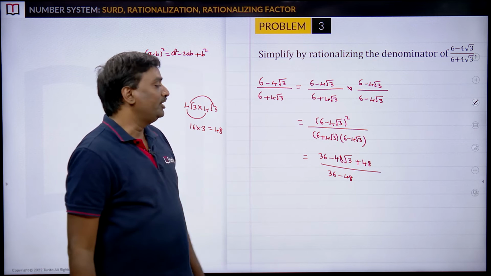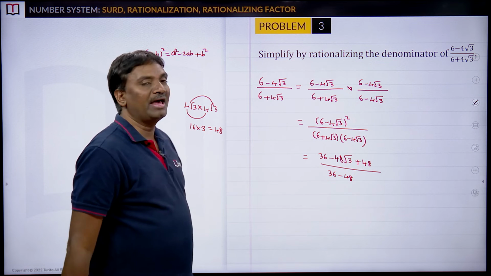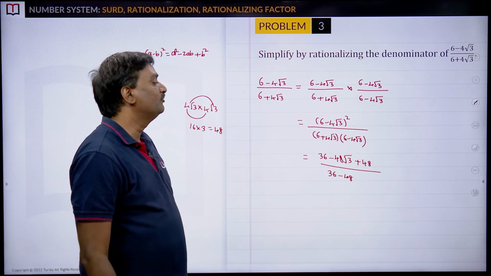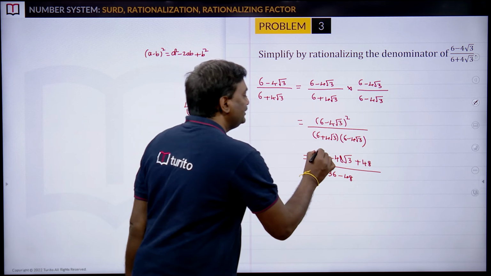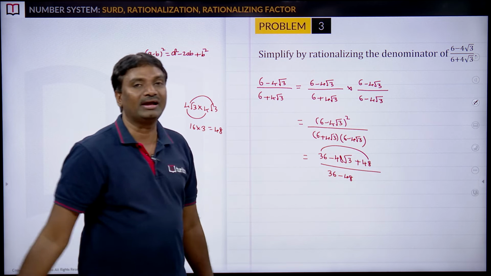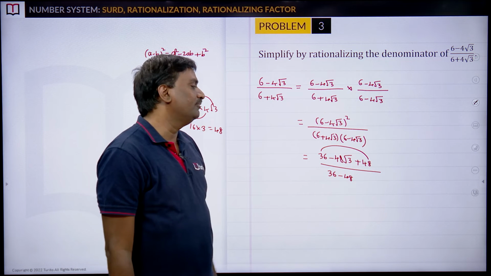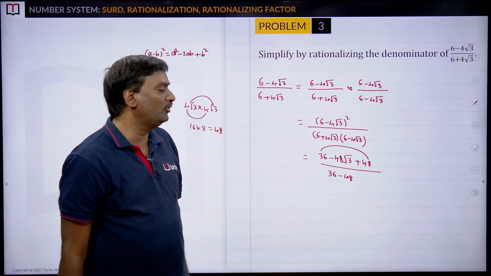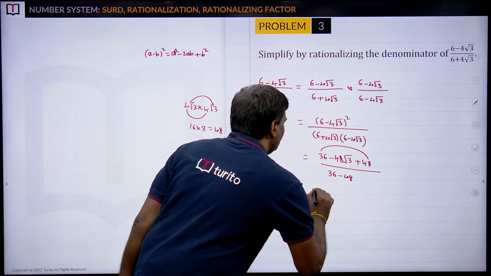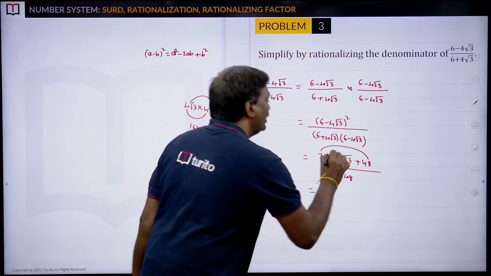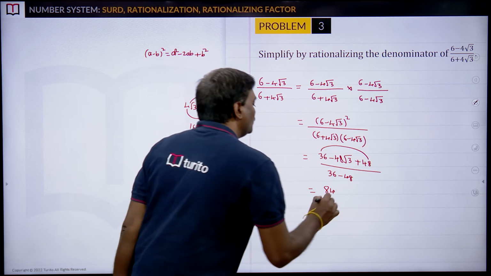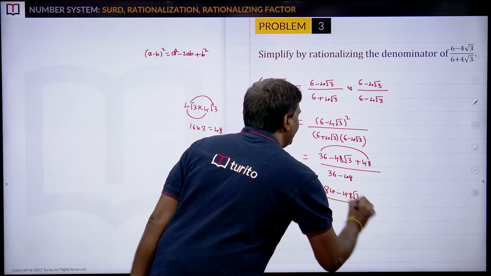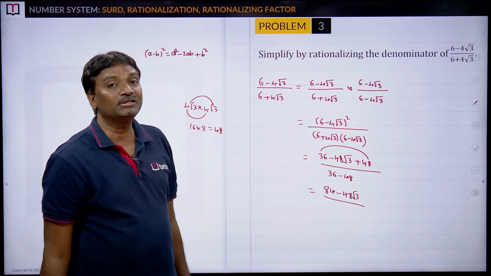Now, in the numerator, 6 square 36 minus 2ab, 2 sixes are 12, 4 eights are 48 root 3, plus b square 48. Here 36 and 48, these two are rational numbers. By adding them, you will get 84. 8 plus 6 is 14, 1 plus 3 is 4, 4 plus 4 is 8, 84 minus 48 root 3. In the denominator, 36 minus 48.